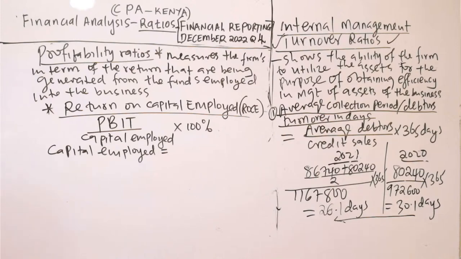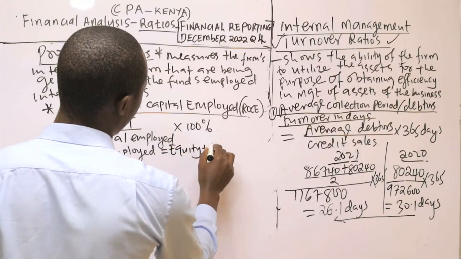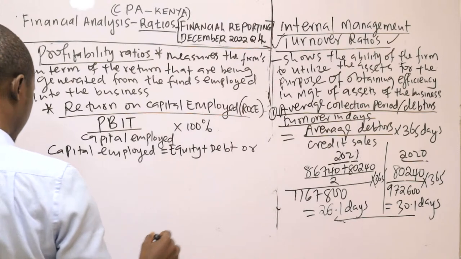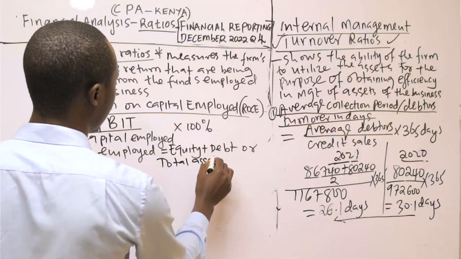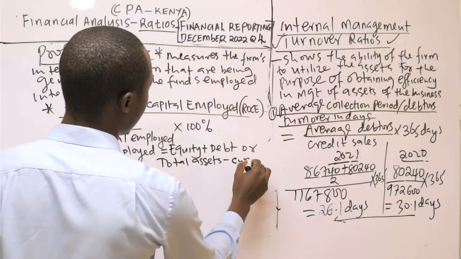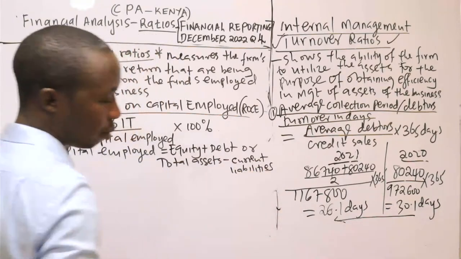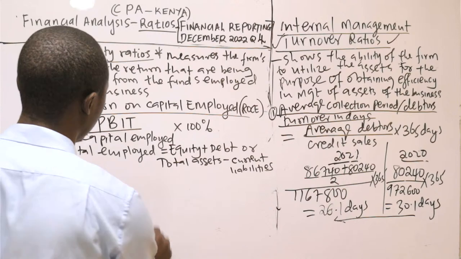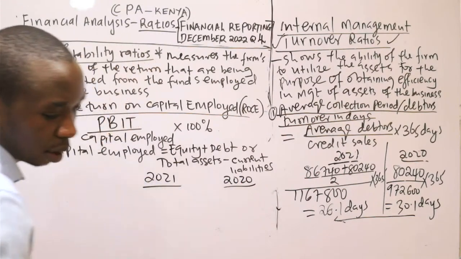Remember that for the capital employed, how do you get the capital employed? To get the capital employed is equity plus debt, or you take total assets minus current liabilities. Let's talk about 2020. Let's talk about the two periods.